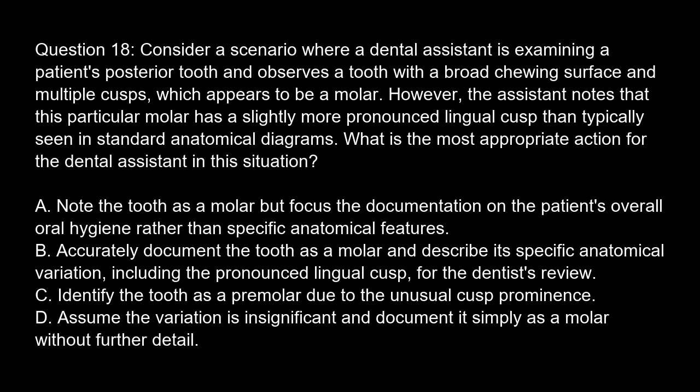Option A. Note the tooth as a molar but focus the documentation on the patient's overall oral hygiene rather than specific anatomical features. Option B. Accurately document the tooth as a molar and describe its specific anatomical variation, including the pronounced lingual cusp, for the dentist's review. Option C. Identify the tooth as a premolar due to the unusual cusp prominence. Option D. Assume the variation is insignificant and document it simply as a molar without further detail.